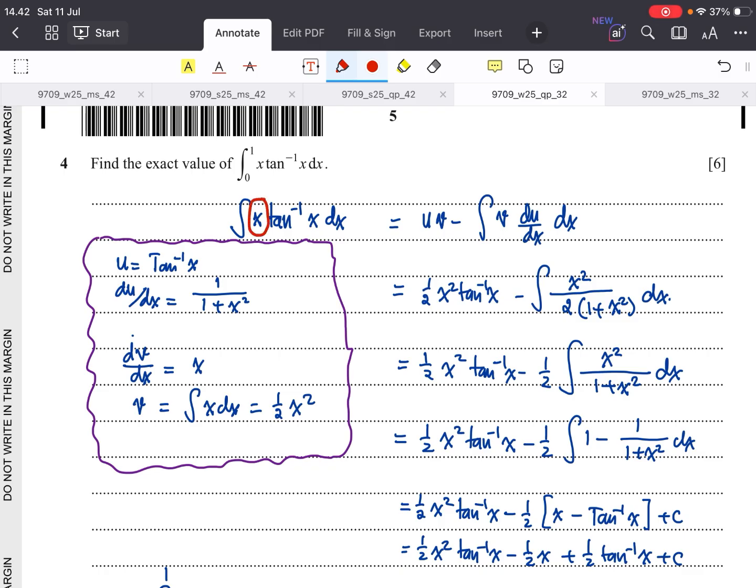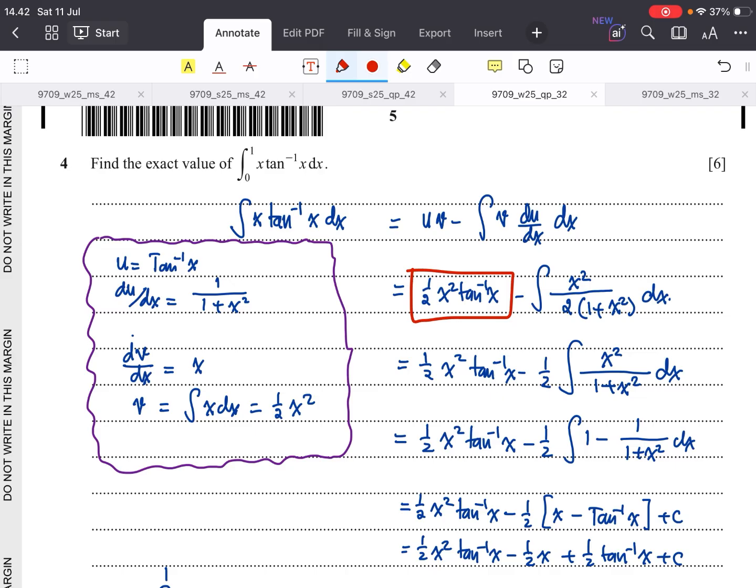And then dv over dx is x. So u is tan inverse x and dv over dx is x. So v is the integration of x, which is equal to half x squared. And then the formula is uv minus integral v du over dx dx. So uv, this is u, tan inverse x, and then v is half x squared.